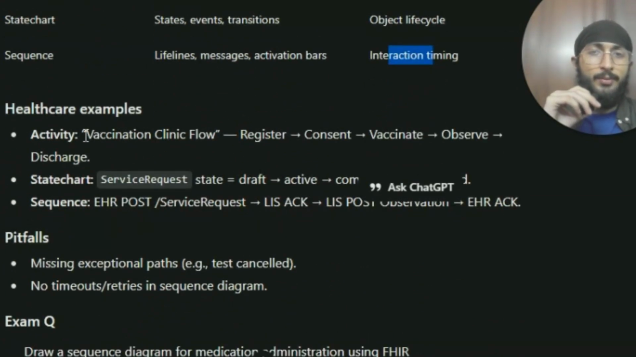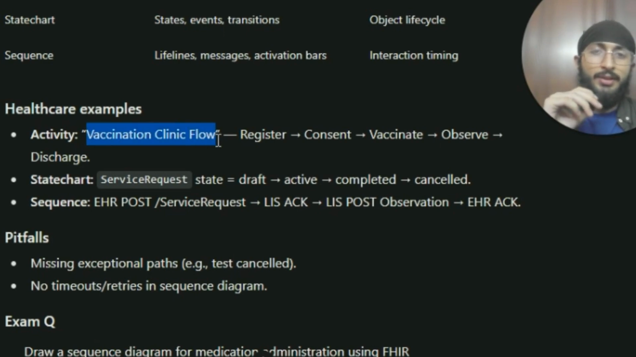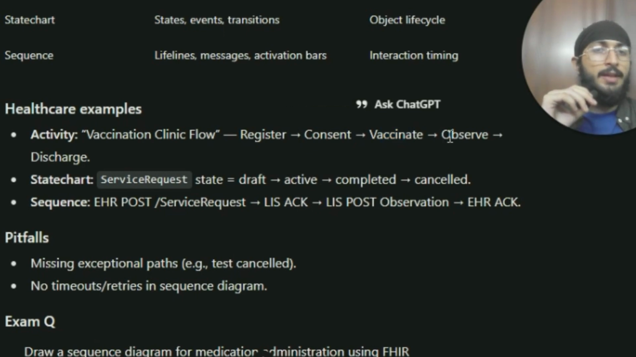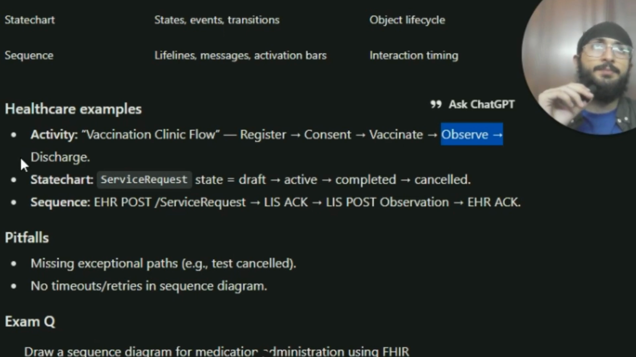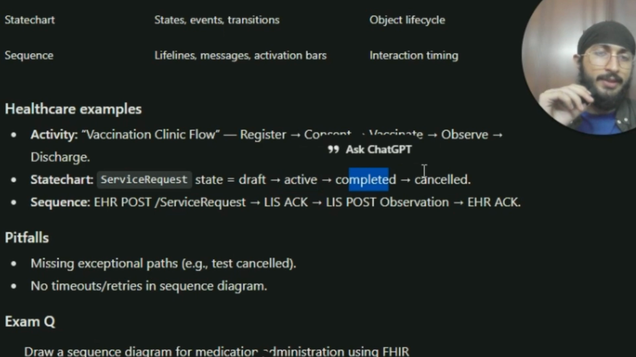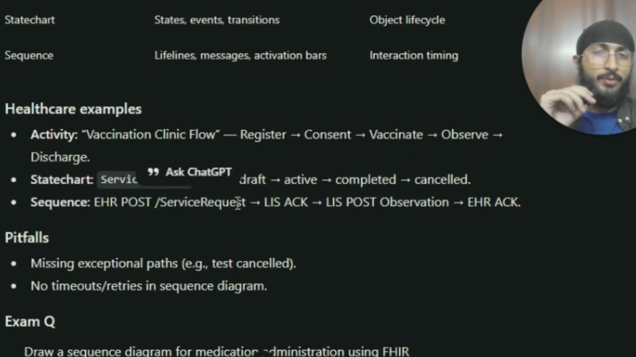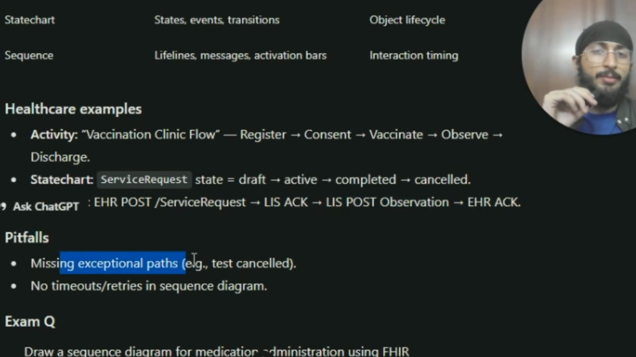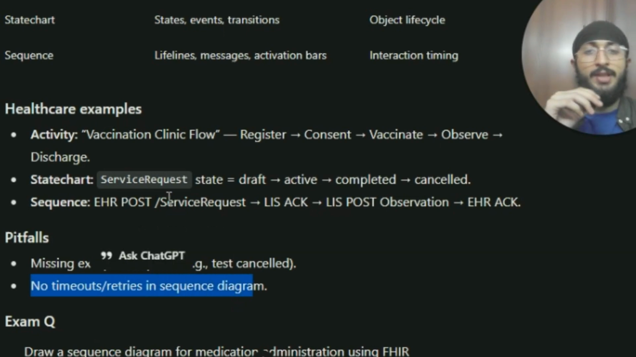Now, a healthcare example that we'll cover is activity: vaccination clinic flow. Register, then take consent, then vaccinate the person, then observe what happens, and then finally, if there are no negative effects or side effects, we discharge. Then state chart, ServiceRequest state: draft, then active, then completed, and then cancelled. Sequence: EHR posts a ServiceRequest, LIS acknowledgement, LIS posts Observation, and finally EHR acknowledgement. Pitfalls: missing exceptional paths like test cancelled, and no timeouts or retries in the sequence diagram.